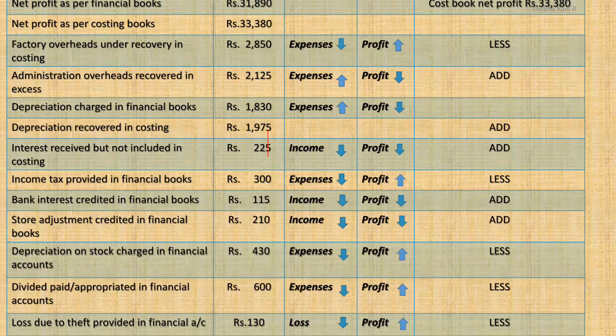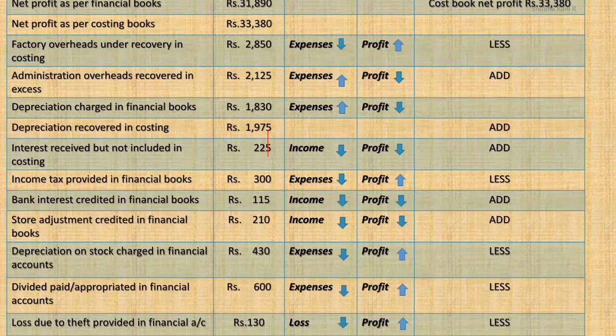Depreciation on stock charged in financial accounts rupees 430 is not recorded in cost books. This will have the effect of increasing profit as per cost books. Thus, in order to reconcile, this amount of rupees 430 should be deducted from costing profit. In simple words, expenses decrease, the profit increases, then it has to be subtracted from the costing book net profits.